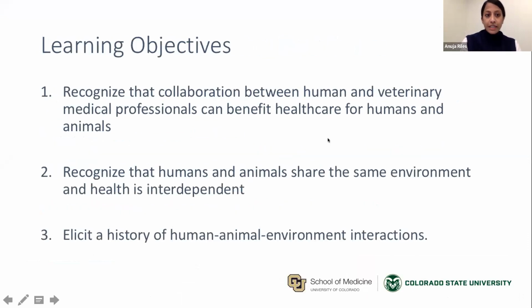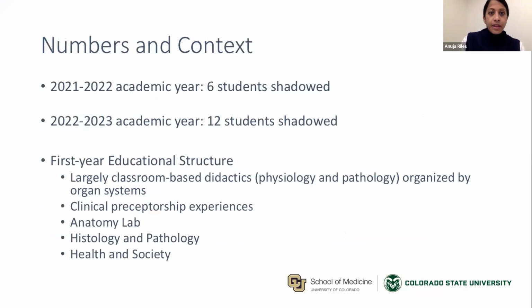All right, so the learning objectives of our program were threefold. The first was to recognize that collaboration between human and veterinary medical professionals can benefit healthcare for both humans and animals. Two, to recognize that humans and animals share the same environment and health is interdependent. And then thirdly, to practice eliciting a history of human-animal environment interactions.